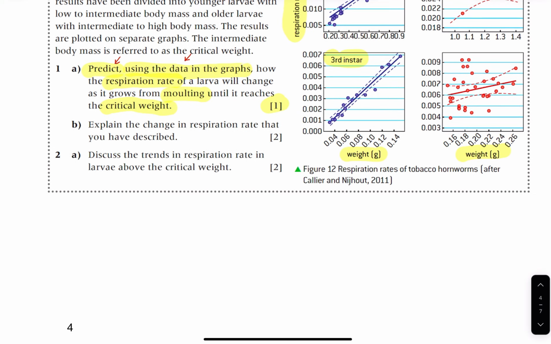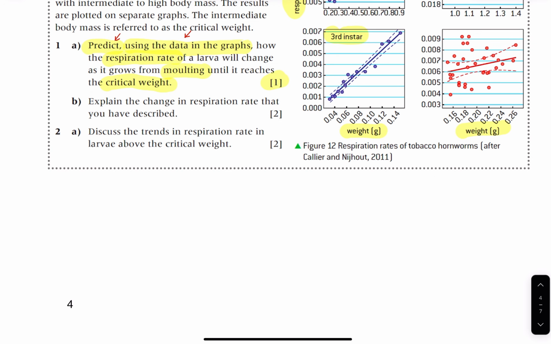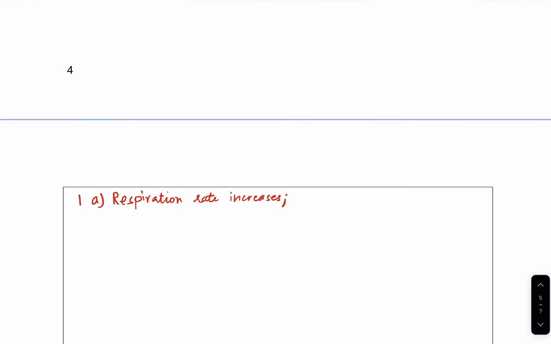As it is only a 1-mark question, and as per the mark scheme, I am just writing down 1 point, which is: respiration rate increases. But please remember, if the question is 2 marks and asks you to use the data, mention the data. Explain the change. Here the command term is explain. You should know the difference between describe and explain. Explain the change in respiration rate that you have described. In the first question I described that it increases.